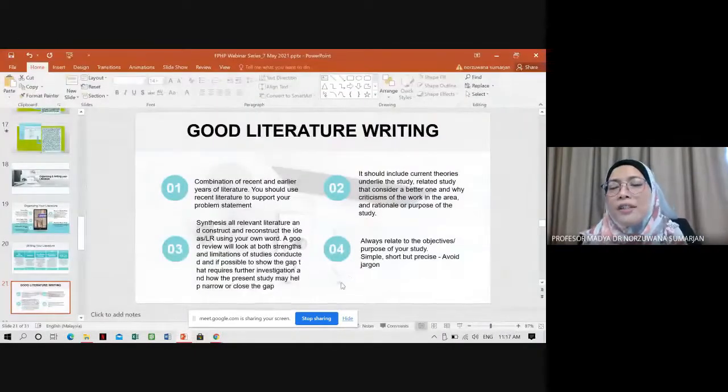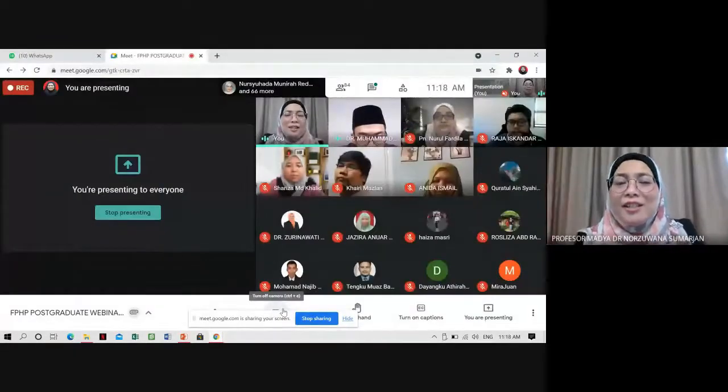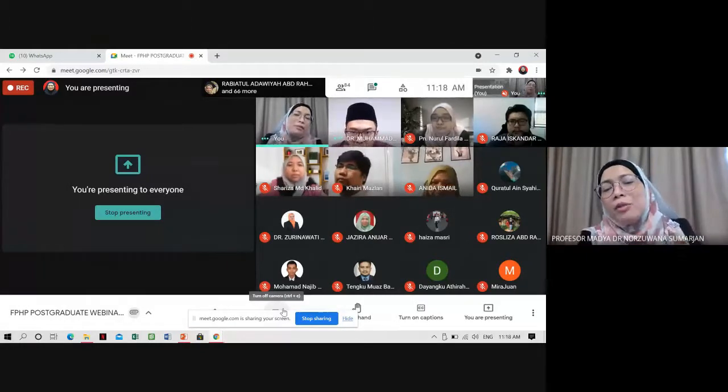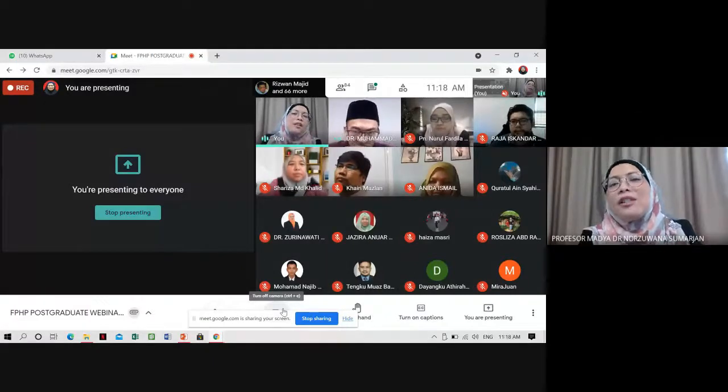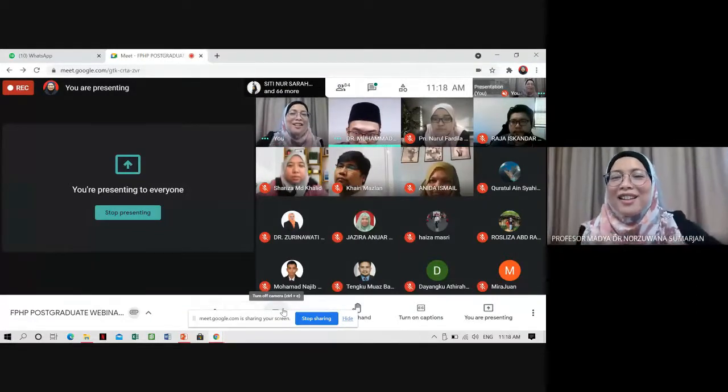Next is always relate to the objectives or purpose of the study. Most importantly, please make sure you write it simple, short, but precise. Okay, and actually this is a challenge for us. Being Malaysian, we are very prone to the Commonwealth education system. We like to write long sentences, correct?